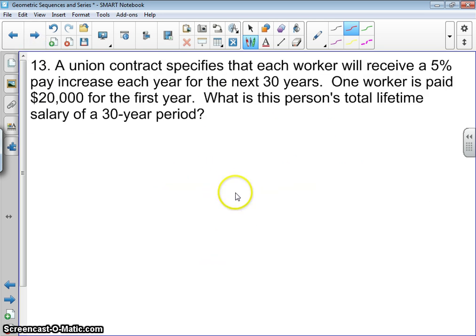We've got a word problem. It says, a union contract specifies that each worker will receive a 5% pay increase each year for the next 30 years. One worker is paid $20,000 for the first year, and we want to know what the person's total lifetime salary is. So anytime you see the word total, it's going to be S. And so we want to find S30 because we're wanting to find the total lifetime salary over that 30-year period.